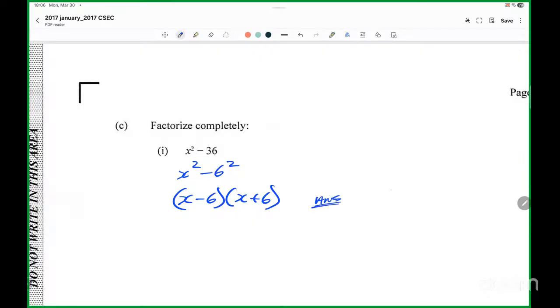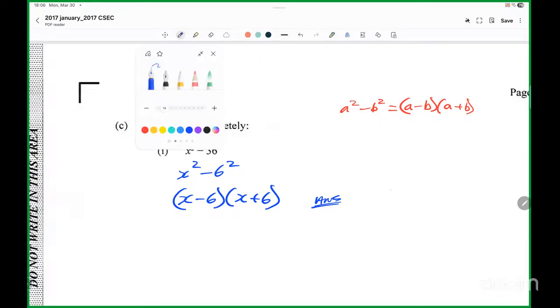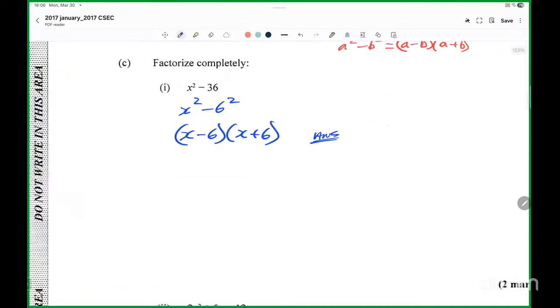And to factorize the difference of 2 squares, remember the rule is this: a squared minus b squared is equal to a minus b times a plus b. That's it. That's how you factorize the difference of 2 squares. You must know these things, guys. All right? Know what you need to know.